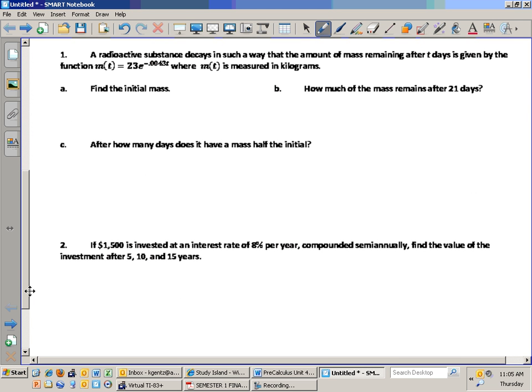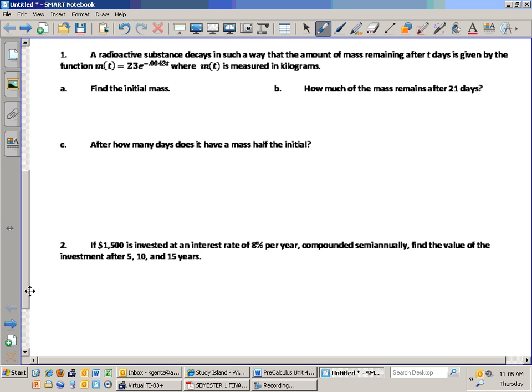Radioactive substance decays in such a way that the amount of mass remaining after T days is given by the function m of T is 23e to the negative 0.0043 T, where m of T is measured in kilograms. Oh boy. You tell me, is this a continuously happening thing or a once a year or twice a year type thing? Continuous because we have E. A radioactive substance is decaying. And this tells us how much is left. It says find the initial mass. The initial mass will happen at what time?